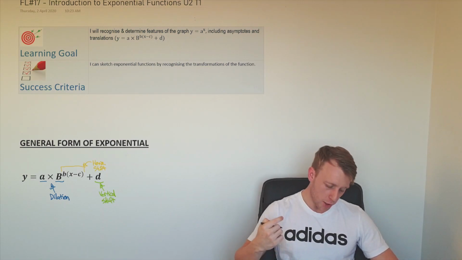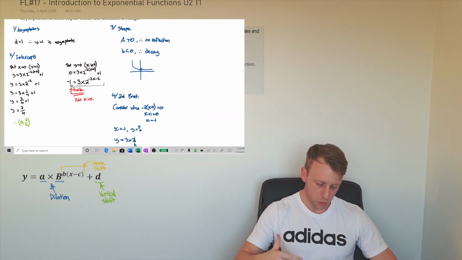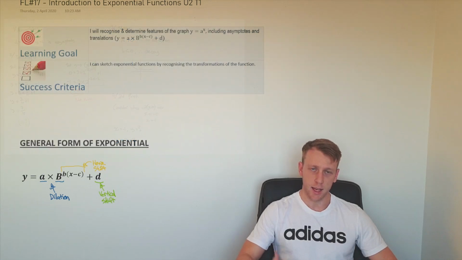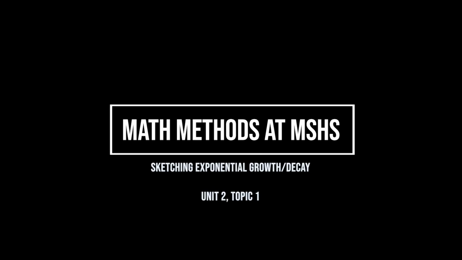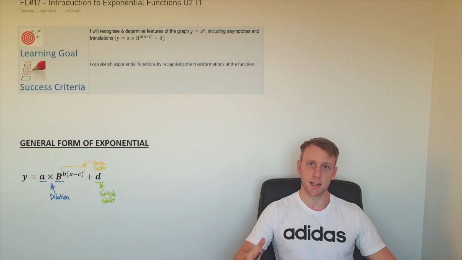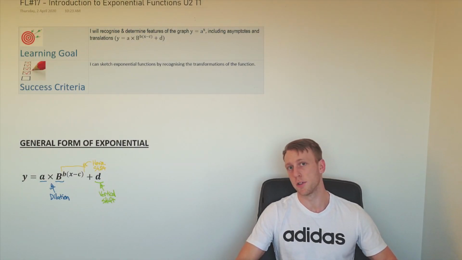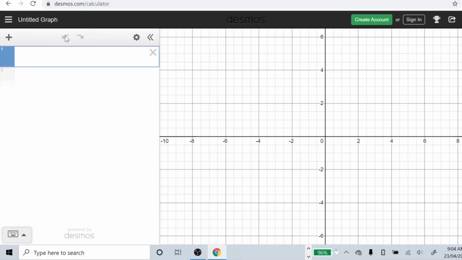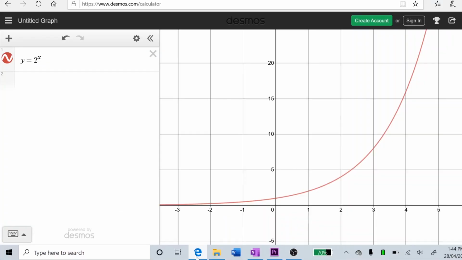In this video, we're going to learn how to sketch exponential growth and decay, and we're also going to solve some questions accordingly. First things first, let's jump into Desmos to get an understanding of exponential graphs themselves. Here we have a graph of y equals 2 to the power of x, and we can see that it grows really fast. A useful way to analyze the shape of this function is to understand the nature of indices.